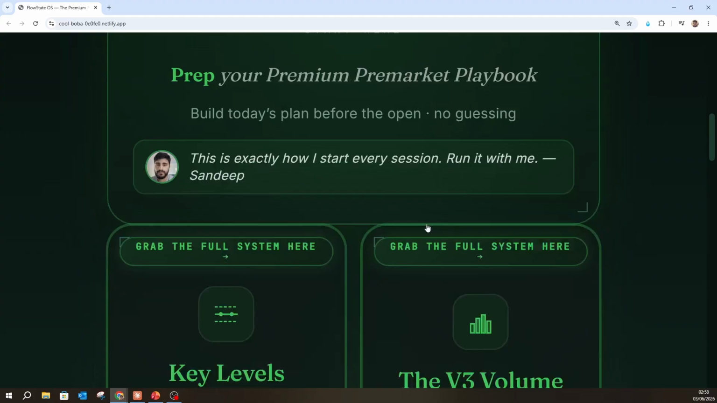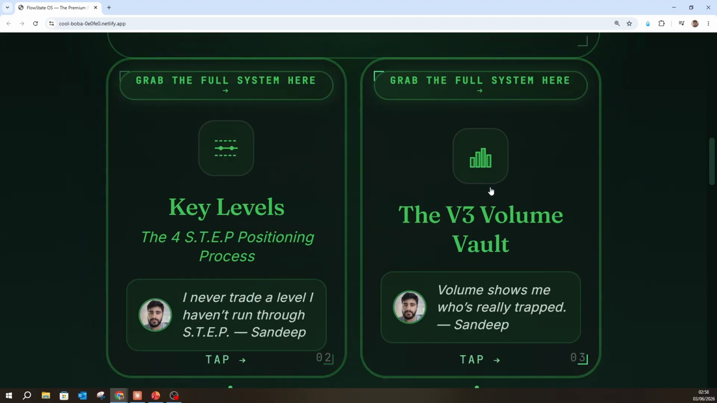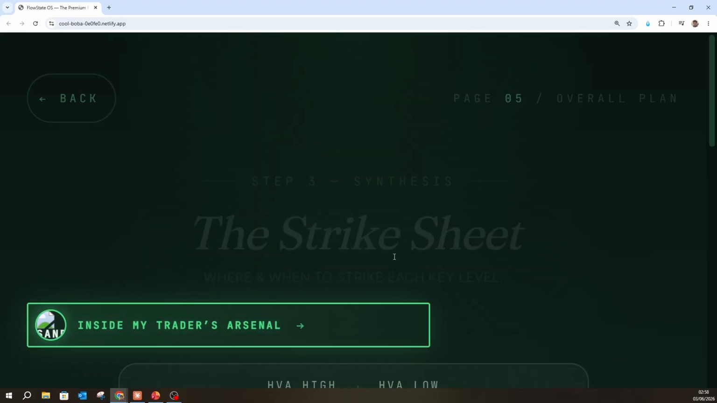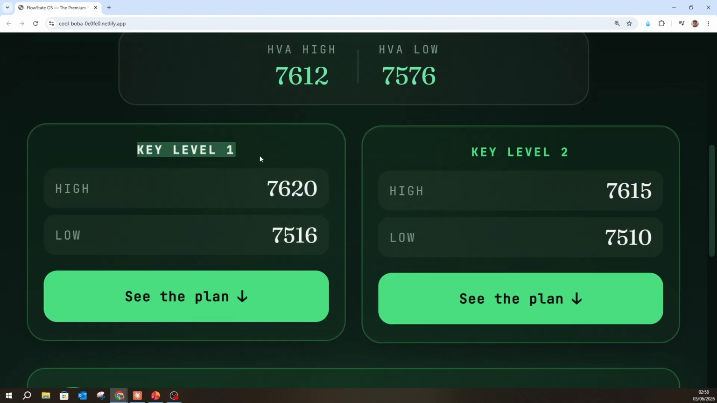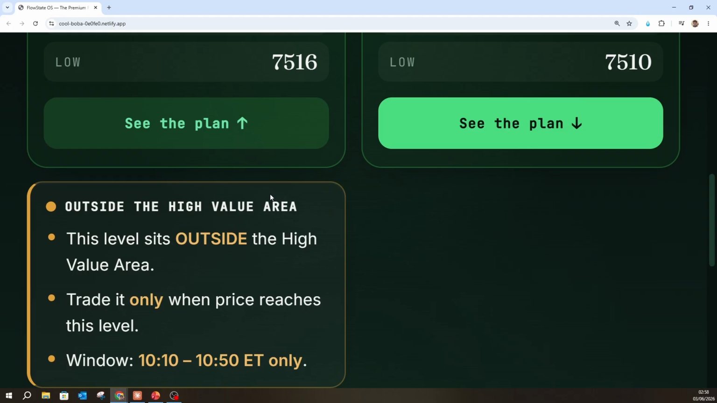So now from here, we've typed in our key levels. We've now done our volume. We're now back to the strike sheet. So what does the strike sheet tell us? The strike sheet tells us this key level from 67.20 to 76.15. It shows us the plan.